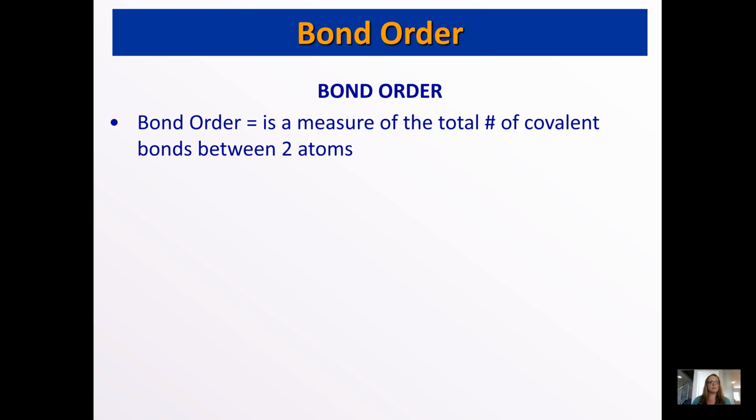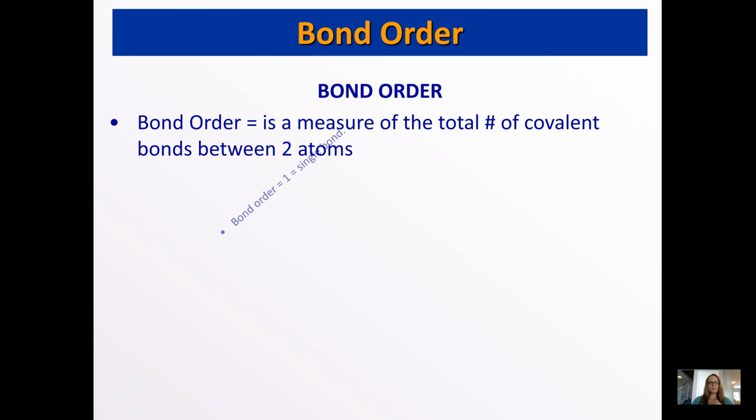Alrighty, we're almost done. So, bond order. Bond order is a way for us to measure the total number of bonds. And when we look at bond order, we can also relate that back to bond length and bond strength. The higher the bond order, the more bonds you have between two atoms, so it will be a stronger and shorter bond.